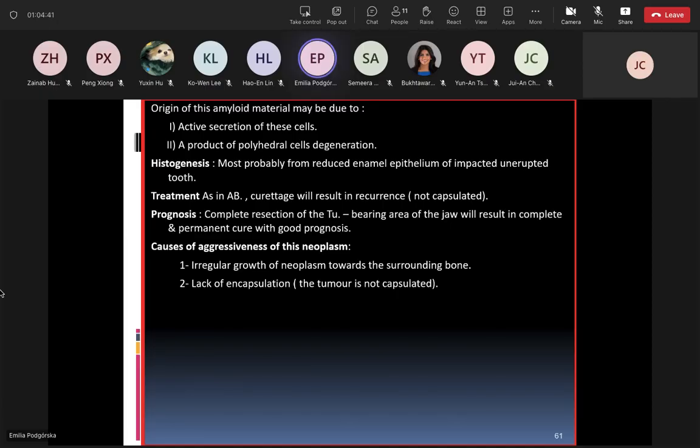Curettage will result in recurrence. Complete resection of the tumor with a viable area of the jaw will result in a complete and permanent cure with a good prognosis. The causes of aggressiveness of this neoplasm are the irregular flow of neoplasm towards the surrounding bone and the lack of encapsulation. The tumor is not encapsulated.